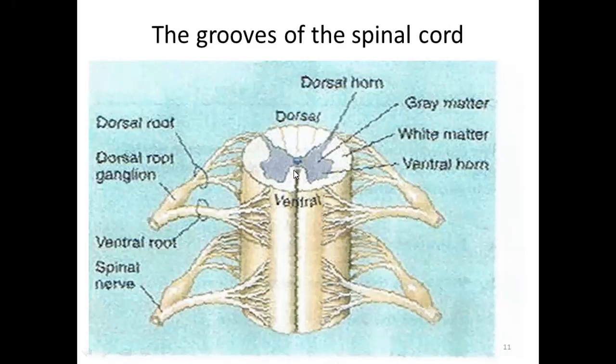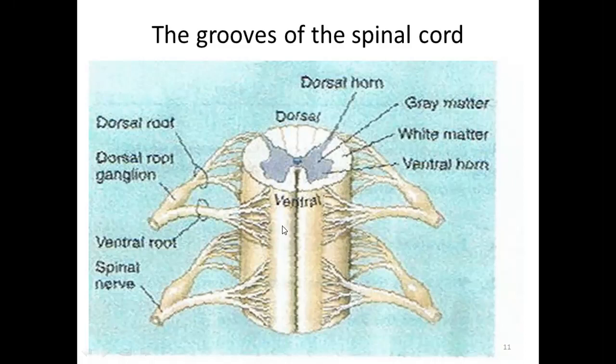This is called anterior median fissure. Fissure means deep groove or deep sulcus. This is the anterior median fissure or anterior median sulcus extending along the midline of the spinal cord anteriorly. Opposite to it, posteriorly here, we find the posterior median sulcus.